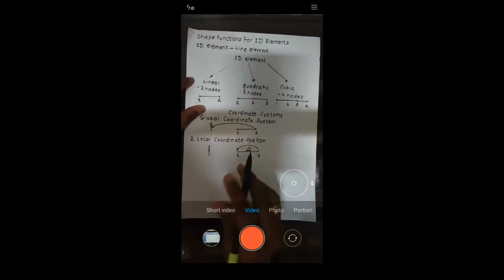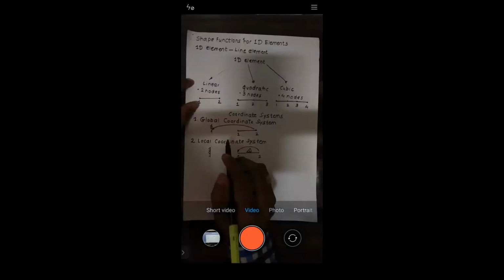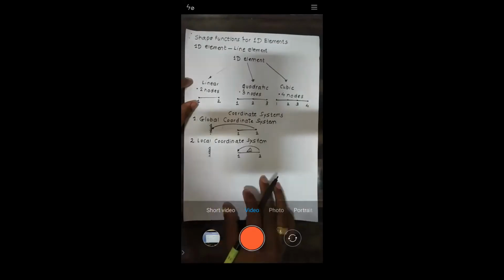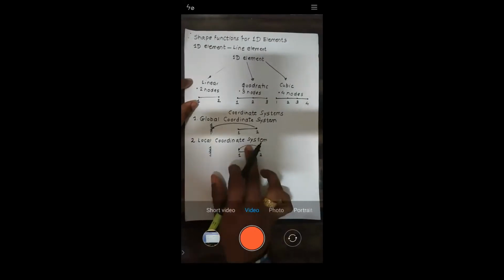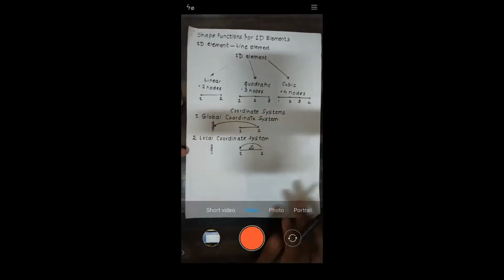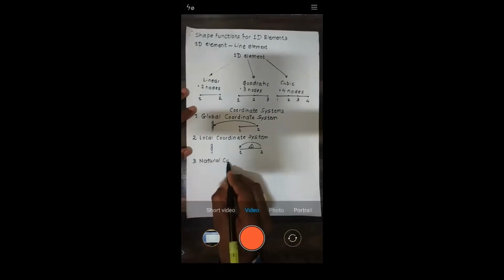And here you are measuring the location of node 2 with respect to the point which is lying outside the element, that's why it is global. It is lying on the same element, that's why it is local. It is lying outside the element, that's why it is global. Okay, and one more coordinate system is called the natural coordinate system. Try to understand.